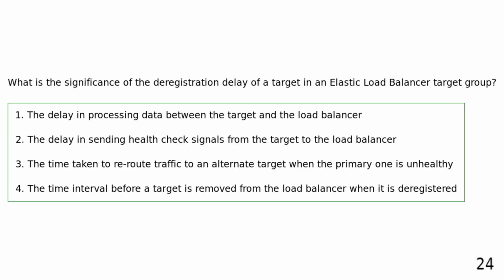What is the significance of the deregistration delay of a target in an elastic load balancer target group? The delay in processing data between the target and the load balancer. The delay in sending health check signals from the target to the load balancer. The time taken to reroute traffic to an alternate target when the primary one is unhealthy. The time interval before a target is removed from the load balancer when it is deregistered.